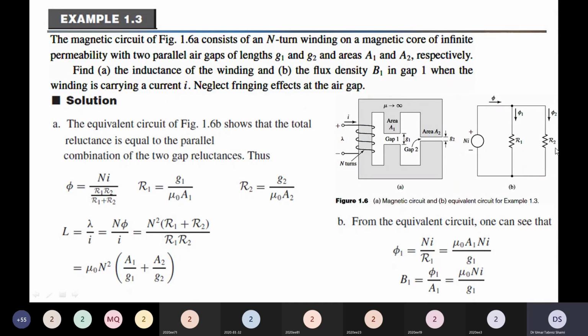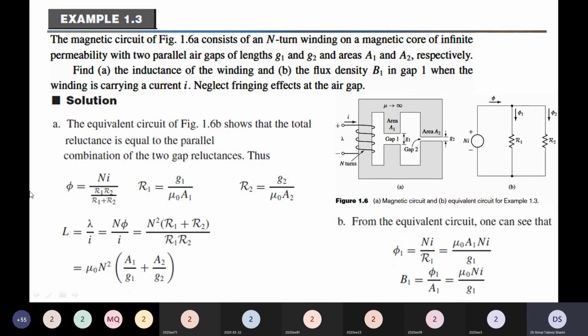Now total reluctance अब कैसे find करेंगे? इस case में आपके पास दो reluctances हैं which are in parallel. So we will use the parallel equivalent circuit concept. That is R1 into R2 divided by the sum of R1 and R2. R1 is G1 over mu naught A1, R2 is G2 over mu naught A2. We place these in the equation, we get the total flux, and then find the inductance. Inductance का क्या formula है? Inductance is N phi over current.